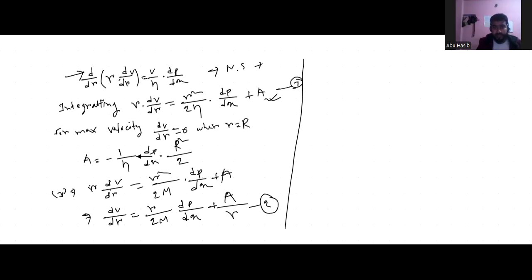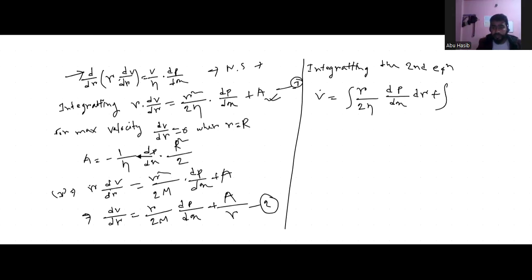Now integrating the second equation, we will get v is equal to the integration of r divided by 2 eta d/dx of p dr plus the integration of a by r, so r squared divided by 4 eta d/dx of p plus a ln r plus b. So this is equation number 3.